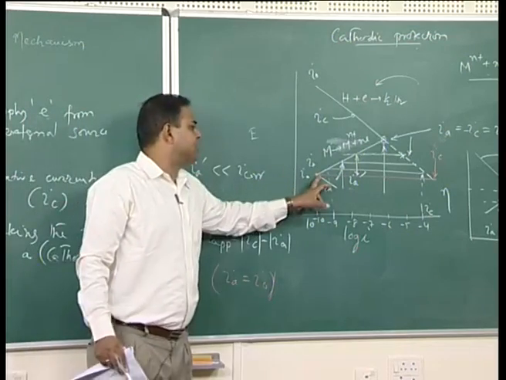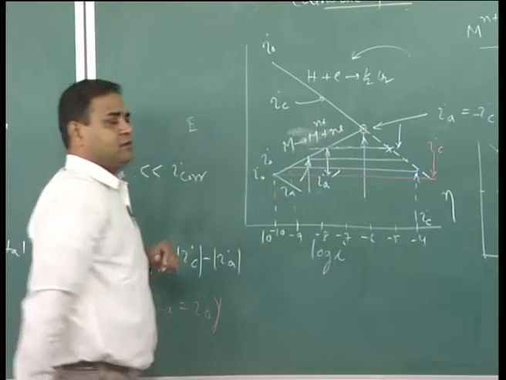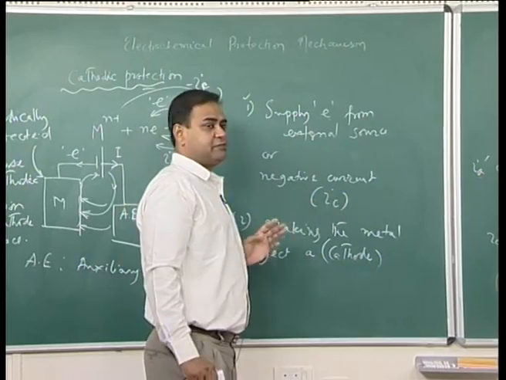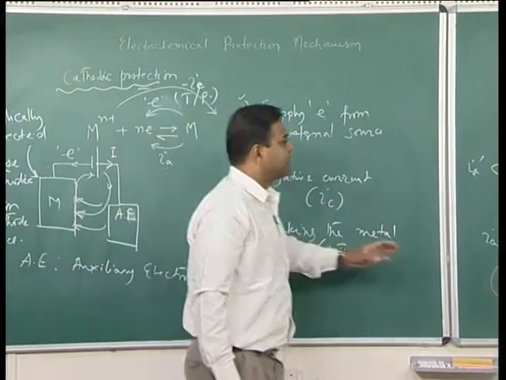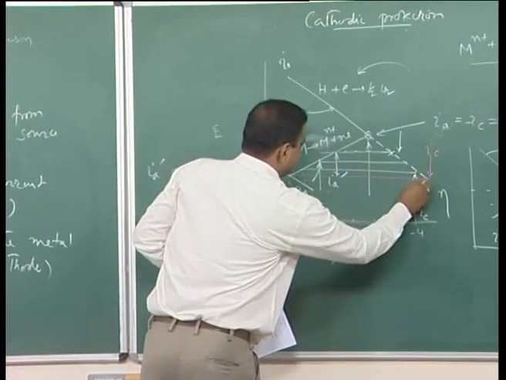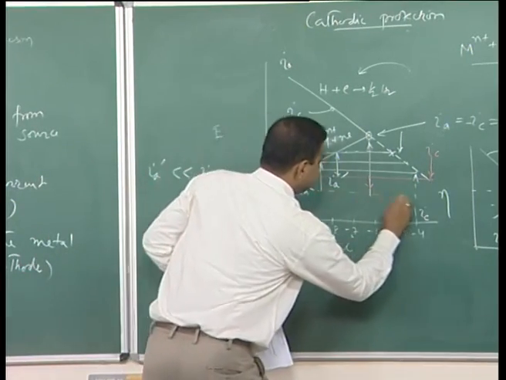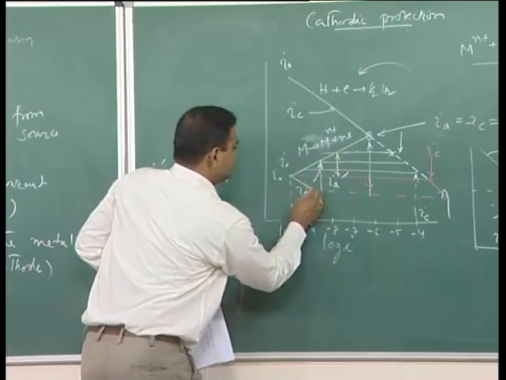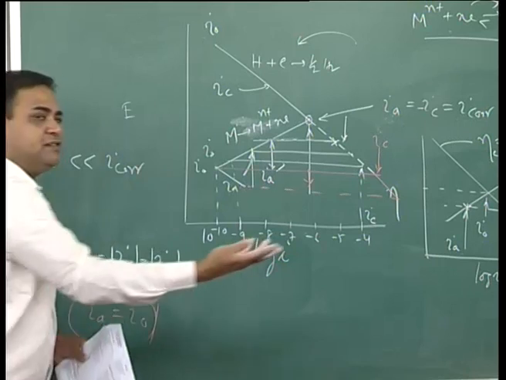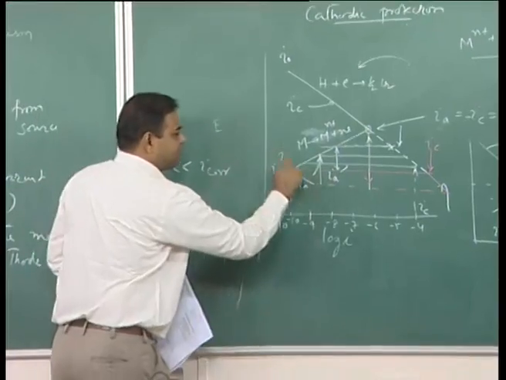But this is again not advisable, because again I have to supply huge current to have the complete protection. This is also not advisable because it involves a lot of money, since we are supplying huge current. Now, if we can also go farther below, then what am I getting? If I reach there, in fact in that case I will have the reverse reaction, because this side is the cathodic polarization. But this is not advisable.